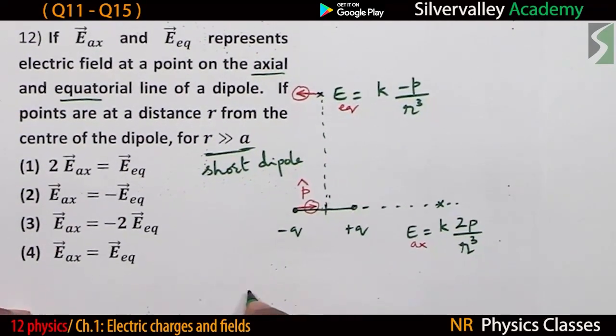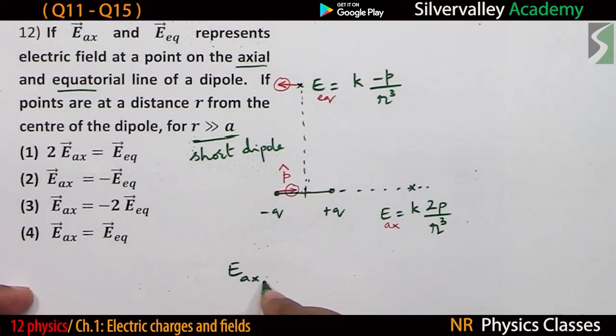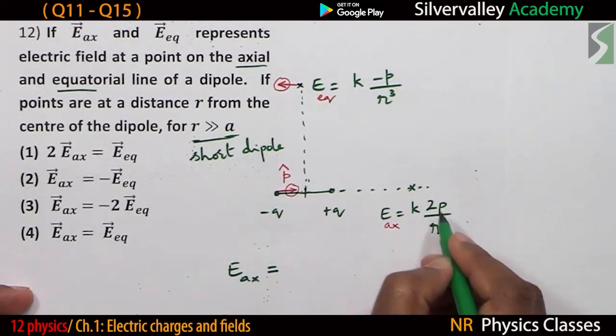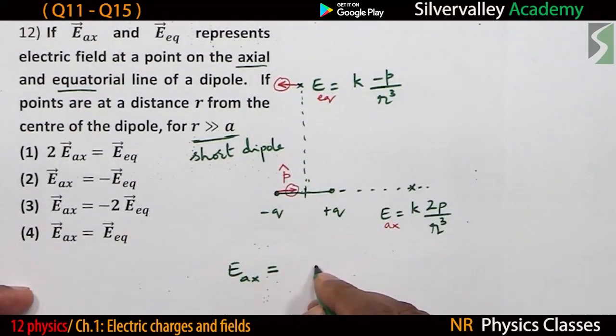So we can write electric field at a point on the axis equal to constant P by R cube. Constant P by R cube is electric field at a point on the equatorial plane with 2 and negative sign.